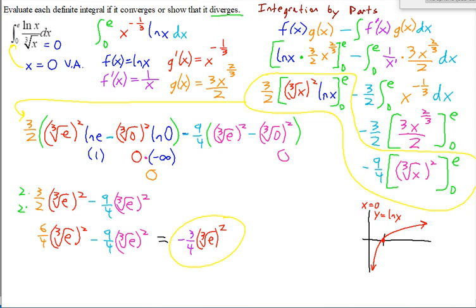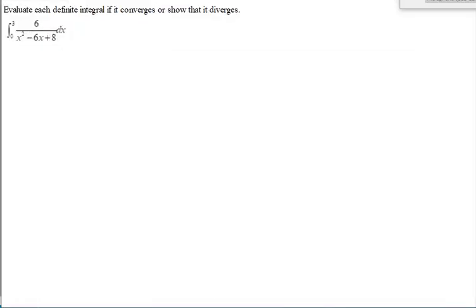All right, let's take a look at another one here. On this next one, it says evaluate each definite integral if it converges or show that it diverges again. So this one, notice that we factor the denominator into x minus 4 times x minus 2. If we set that equal to 0, notice we've got vertical asymptotes at 4 and 2, and 2 is what makes this improper. That is in the interval between 0 and 3.